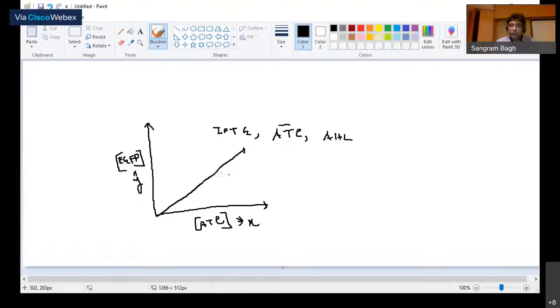But if your system is behaving like that, definitely you are not making an AND gate. An AND gate is a digital logic, right? If it is going from 0 to 1 in a linear way, it is a continuous thing. It is not the logic where, when you give the ATC, you see EGFP expression, and if there is none, you don't. It is not going that way.